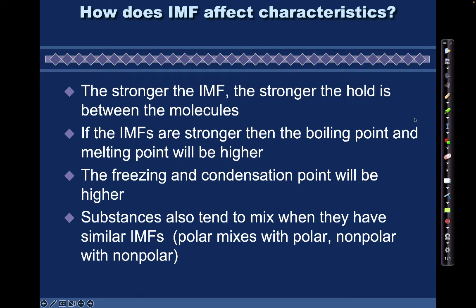Okay, so what does this ultimately mean? What this ultimately means is that it impacts the physical properties. The stronger the intermolecular force, the harder it is to separate those molecules. That means it takes more energy to pull them apart. So the boiling point and the melting point are going to be higher. It's going to take more energy to separate those molecules from each other. The freezing point and condensation point will also be higher, because they have a tendency to want to come together and bond or interact more because they're more attracted to each other.